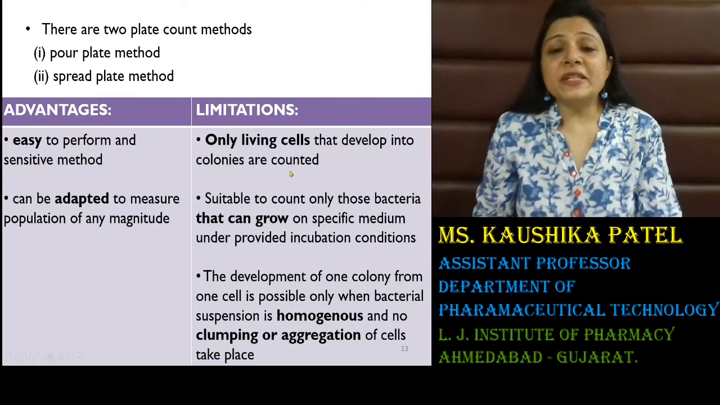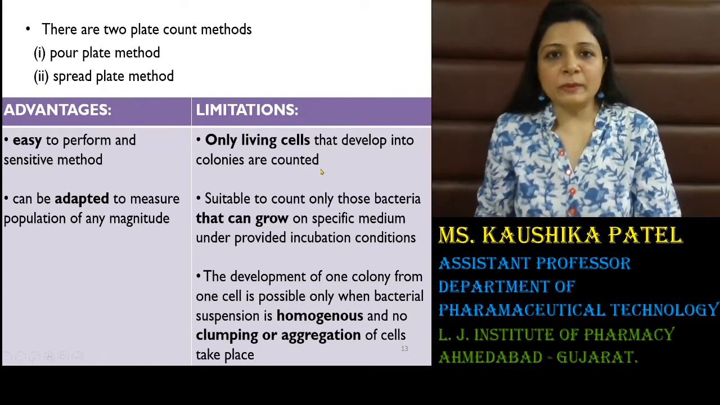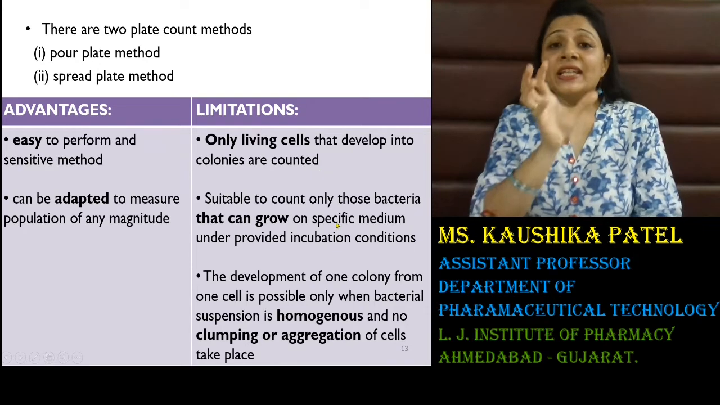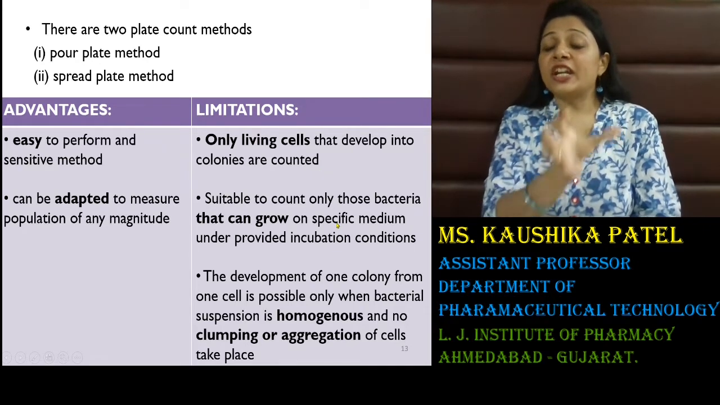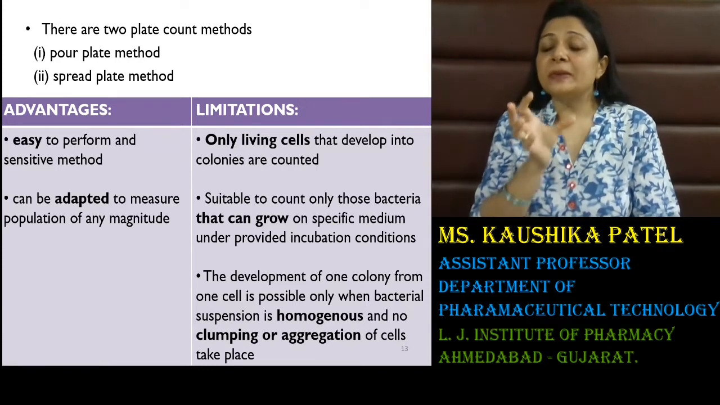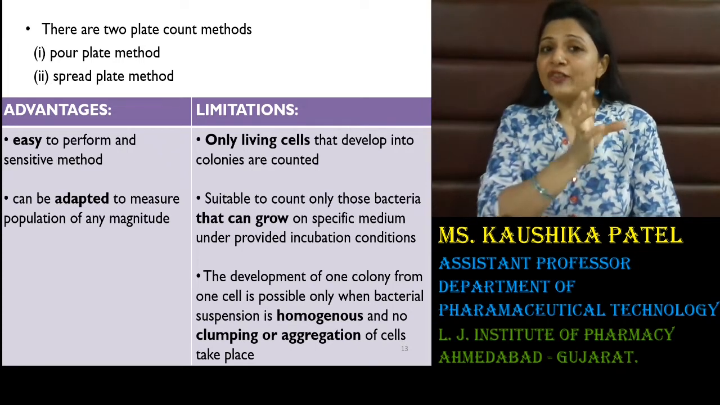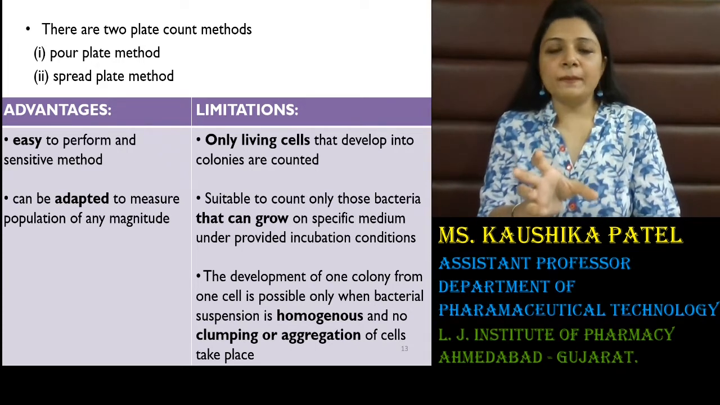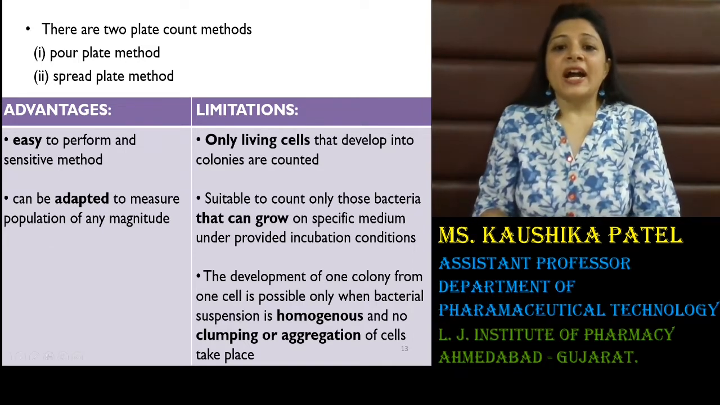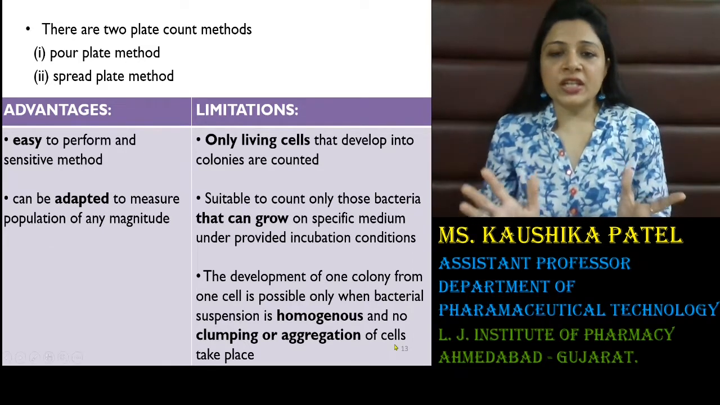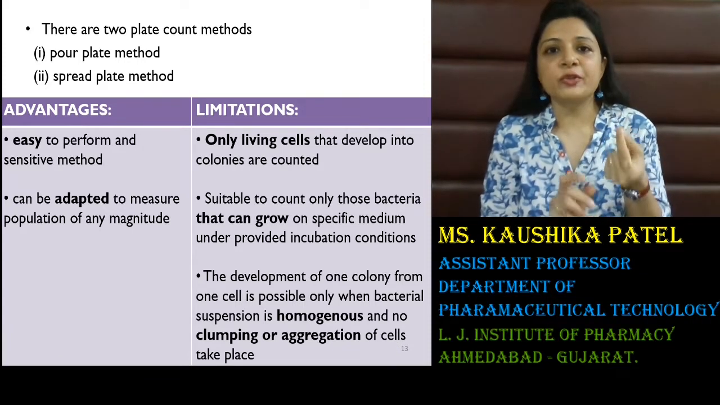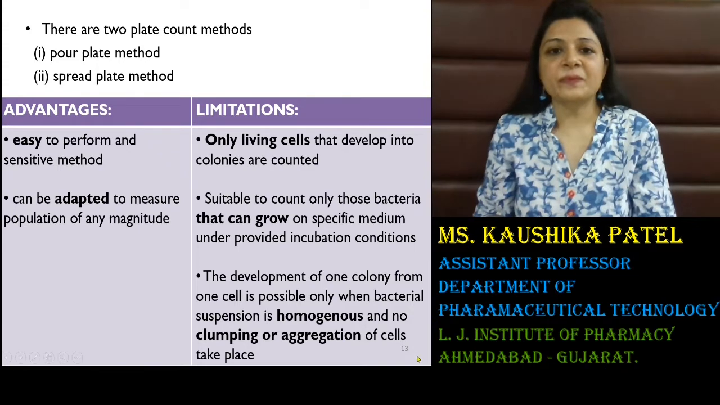But now, what are the limitations? Again, only viable count can be obtained. Dead bacterial cells will not be counted. You can count only those bacteria which are capable to grow on inoculation on the culture media to develop the colony. If the cell is present but it is not developing colony, then you cannot use this method. And again, the sample should be homogeneous. Otherwise, the entire clump will form a single colony and you will get error in the results.